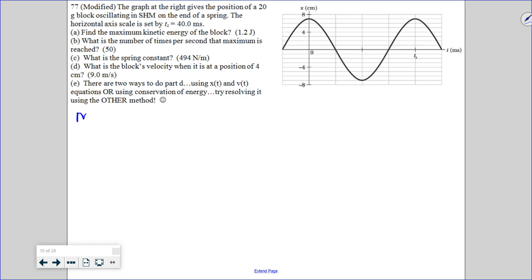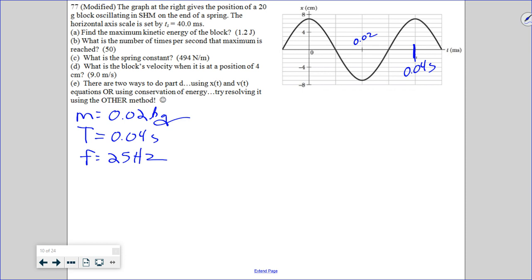All right, so here's what we know. We know the mass of our block is 0.02 kilograms. We know that the time over here is 0.04 seconds. 40 milliseconds is the way it's written, okay? So that means this must be 0.02, etc. So let's write that down. Capital T for period is 0.04 seconds. If you do 1 over that, your frequency turns out to be 25 hertz. Times 2 pi, your angular frequency is 50 pi radians per second.